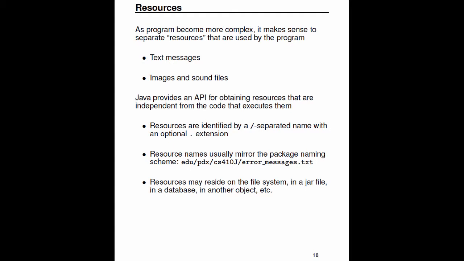Now, resources usually mirror the package that they're related to. So you can imagine if there were error messages for some of my code, it would be in a resource named edu/pdx/cs410j/error_messages.txt. And resources may reside really any place a class can: on the file system, in a jar file, in a database, and some other object. There's a nice abstraction over the source of the resource.